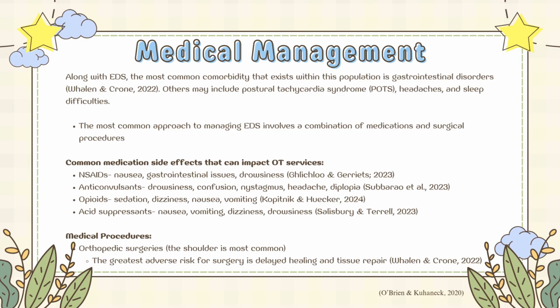And then the most common orthopedic surgery is typically performed on the shoulder. So all of these things may interfere with participation in occupational therapy services because of their side effects. NSAIDs have side effects of nausea and drowsiness. Anticonvulsants may have side effects of drowsiness, confusion, nystagmus, headache, and diplopia. Opioids may have side effects of sedation, dizziness, nausea, and vomiting. And acid suppressants may have side effects of nausea, vomiting, dizziness, and drowsiness.